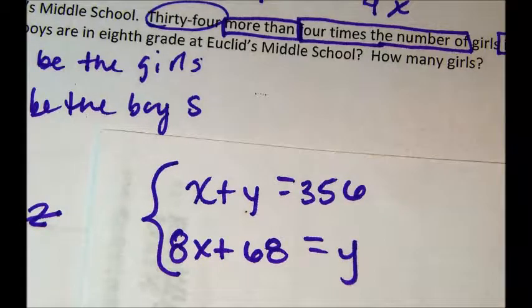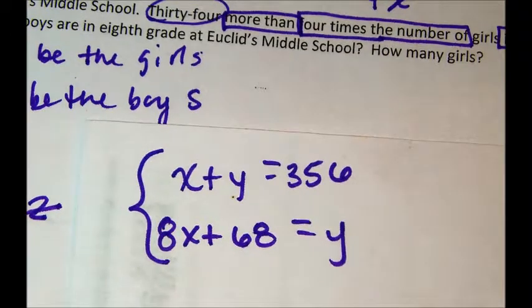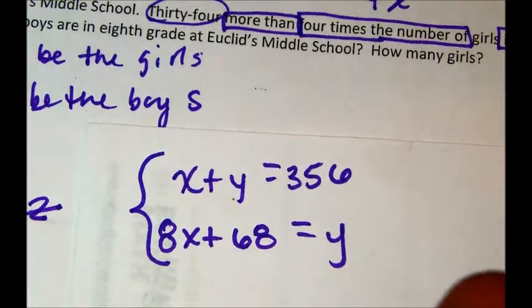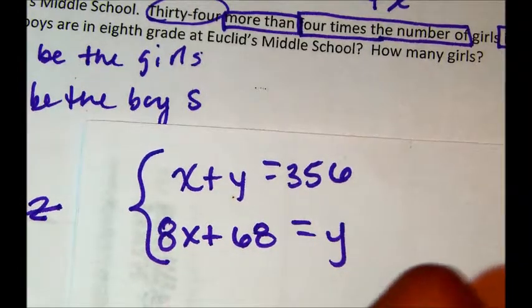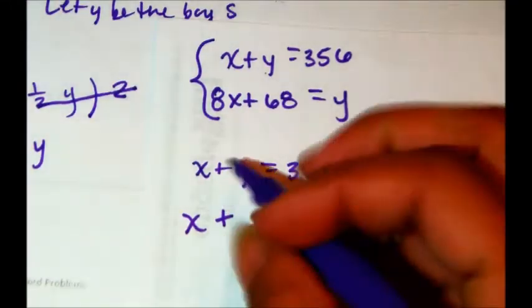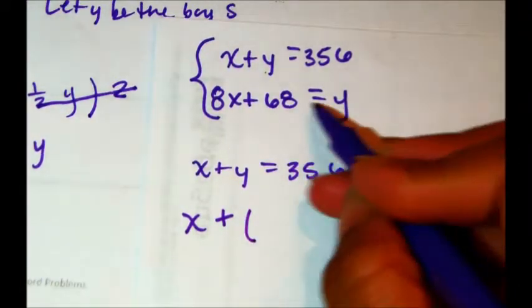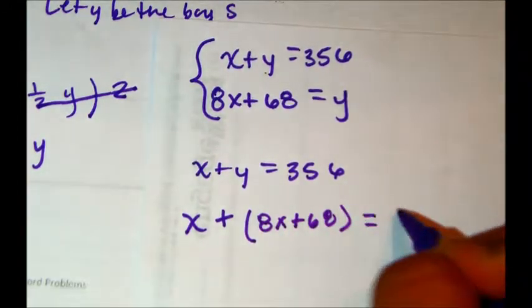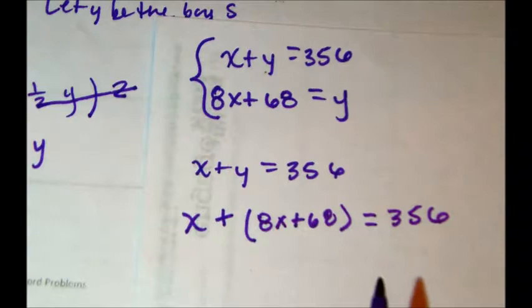Now, because I have one of my equations in terms of y, it's actually going to be easy for me to use the method of substitution to begin to solve for the solution. So I'm going to rewrite the first equation like I've been given. And the second time when I rewrite it, I am going to account for y now equaling 8x plus 68. And that's all equal to 356.